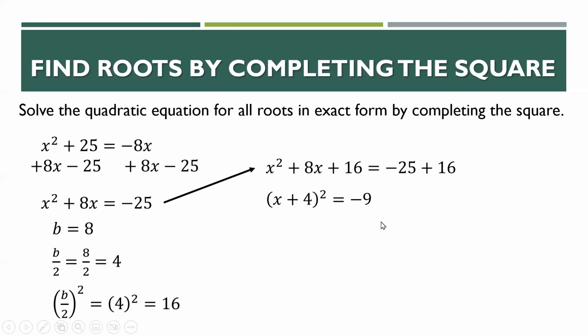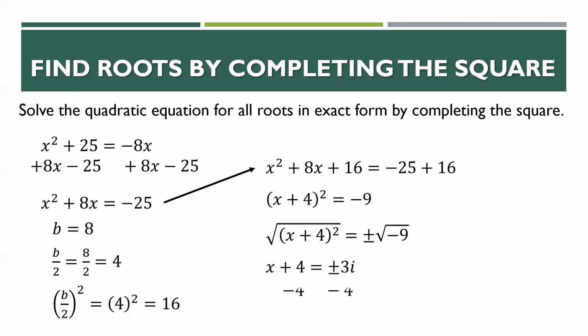Then on the right-hand side, that -9 is coming from just doing the -25 plus 16. Once we're in this format, we're going to solve for x. So we're going to square root both sides. And remember, whenever you square root both sides, you have to remember plus or minus the square root. The square root of -9 is 3i. So x + 4 is going to be equal to plus or minus 3i.